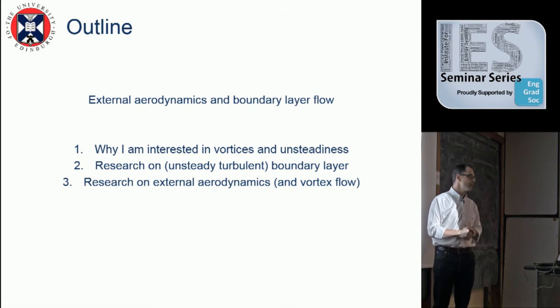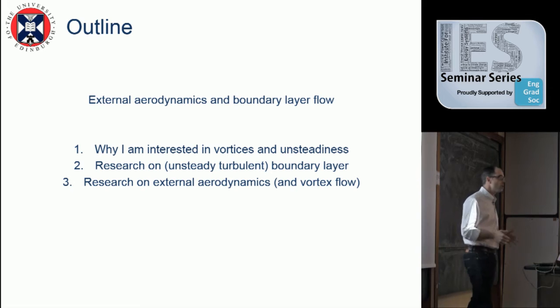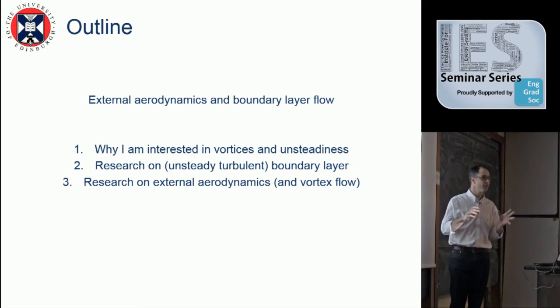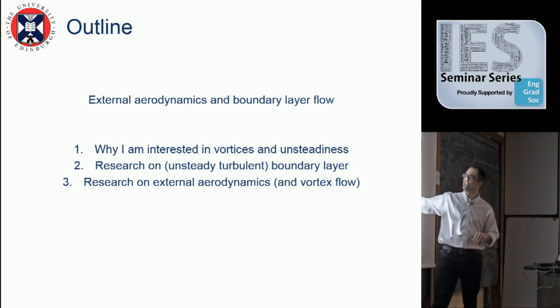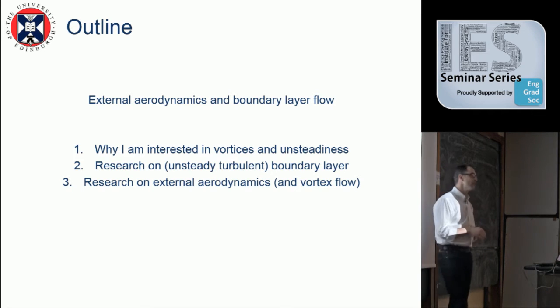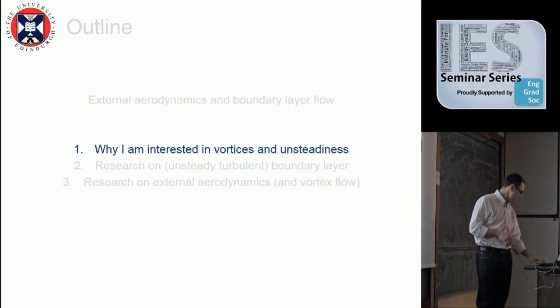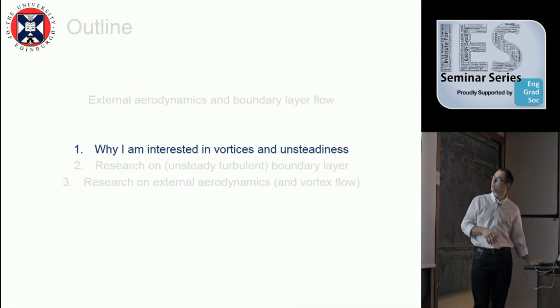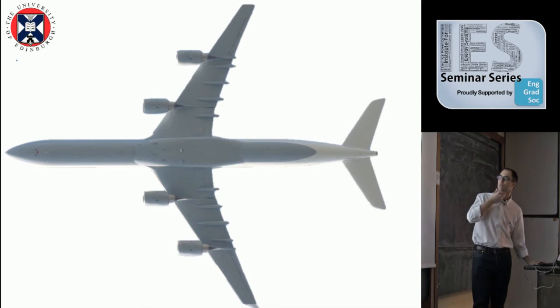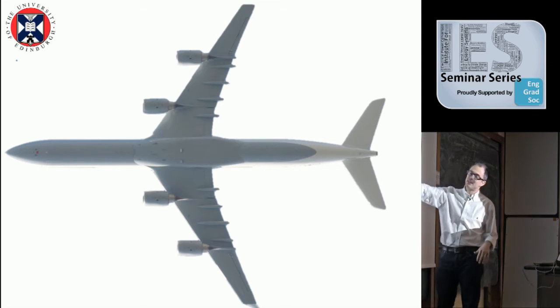And so I will present the research on the boundary layer to show you how unsteady and complicated the flow field can be that is experienced by bodies which are immersed in the flow. And then I will present external aerodynamics, which basically means what happens to these bodies which are immersed in the boundary layer. So to start with the vortices and the unsteadiness, we just take whichever wing you want.